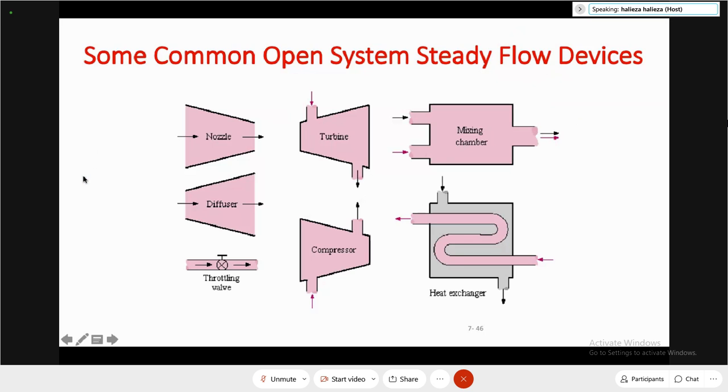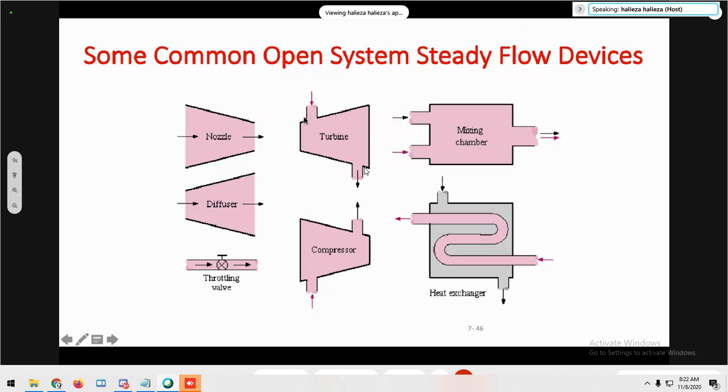The mixing chamber is very easy. You have the turbine. Okay, this is the turbine. The turbine is supposed to change work into electrical energy. Well, the turbine is really actually converting work to electrical energy. That's all. That's all what turbine is all about.